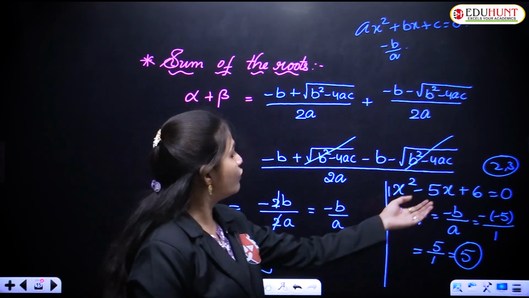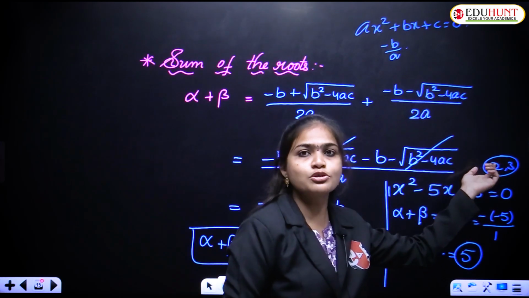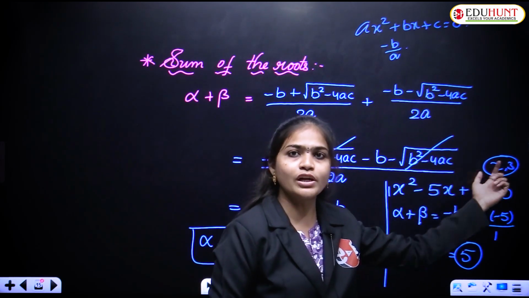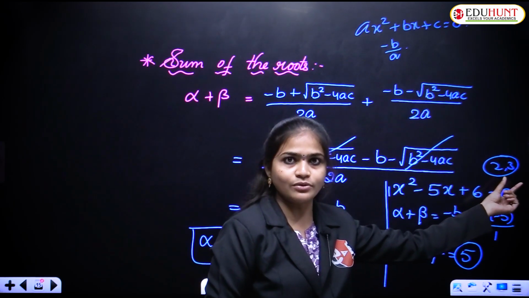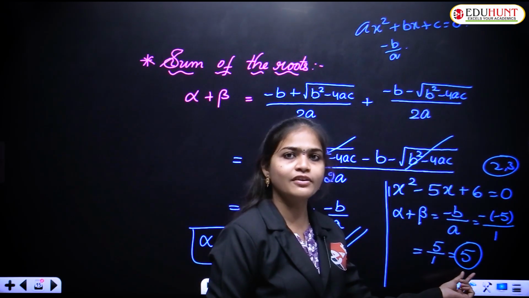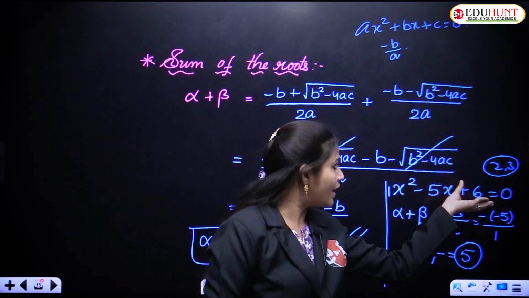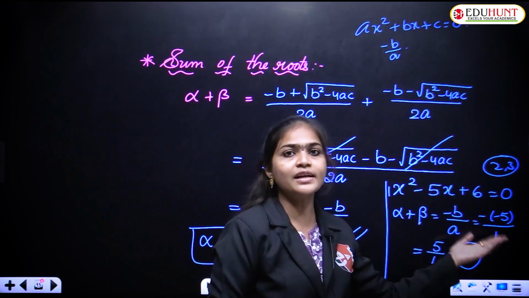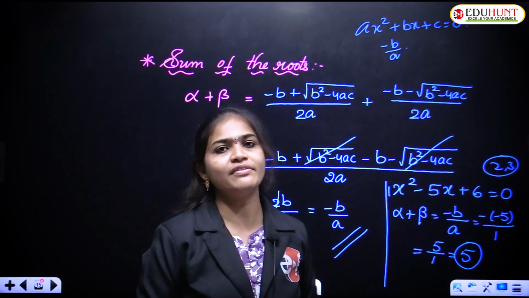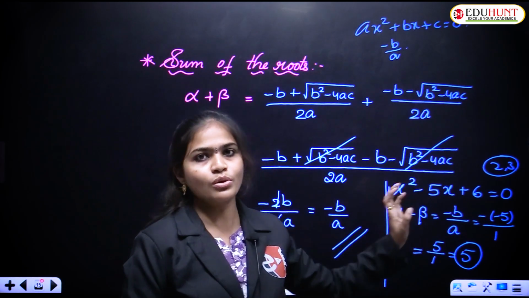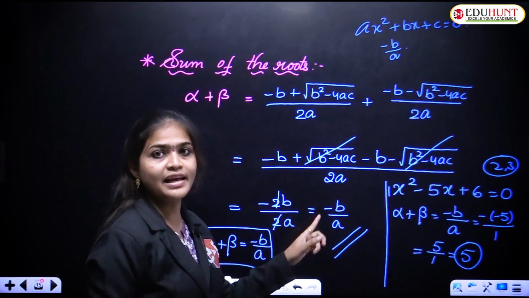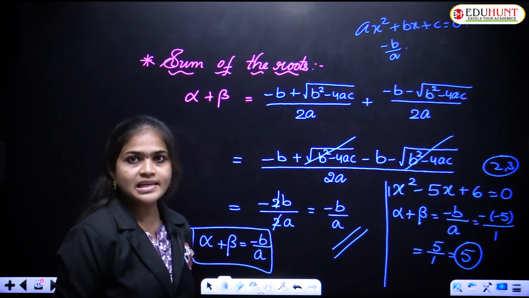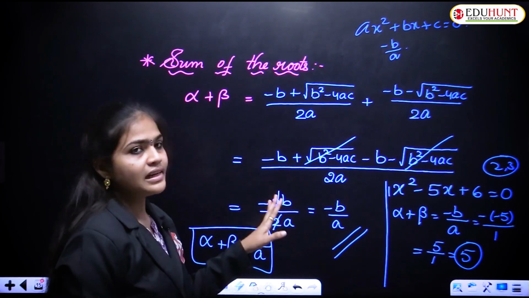Am I clear? So we know that the roots of this equation are 2 and 3. So 2 plus 3 is equal to 5. By adding the roots, we also get the same value. So here also we are getting 5. So without finding the roots, we can say what the sum of the roots of a given equation is, if you know the formula. Understand? Yes. Now this is related to the sum.